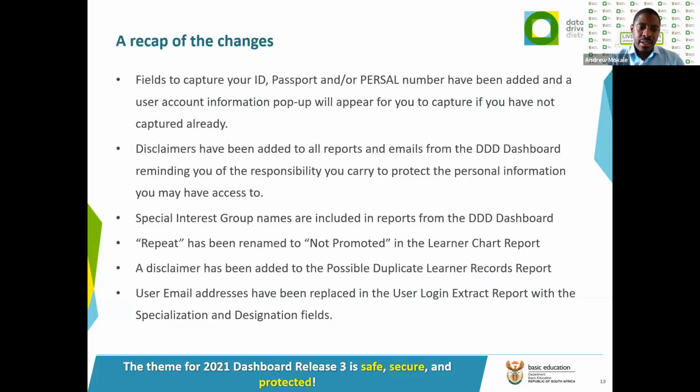And then lastly, user email addresses have been replaced in the user login extract report with the specialization and designation fields. How these two fields assist in the user login extract report: you can immediately see how the dashboard is being used, how often certain specializations use the dashboard, and therefore can also engage those particular specializations and designations. And Dashboard Release 3 has kept to its theme, which is safe, secure, and protected.